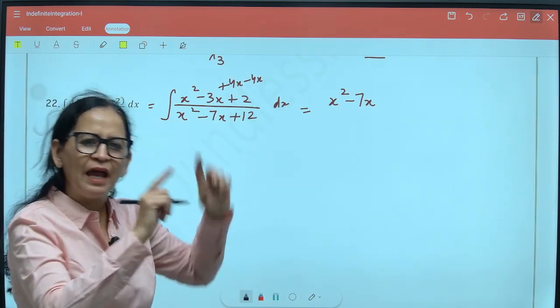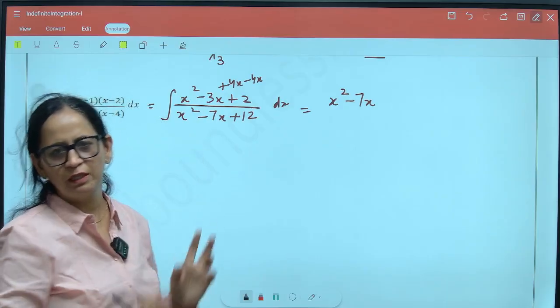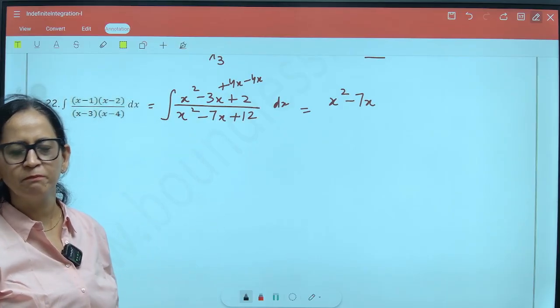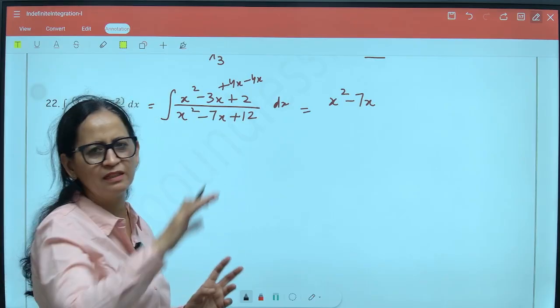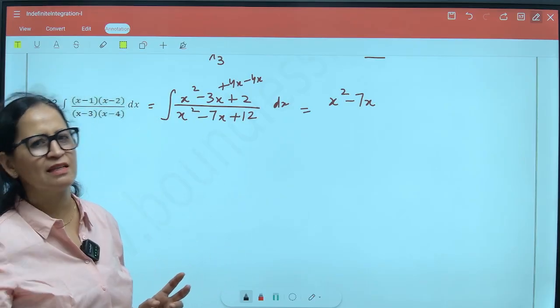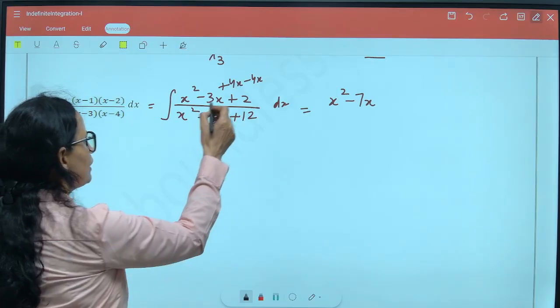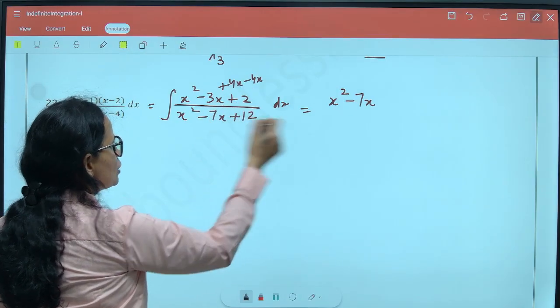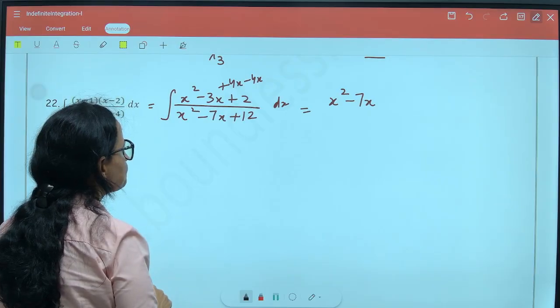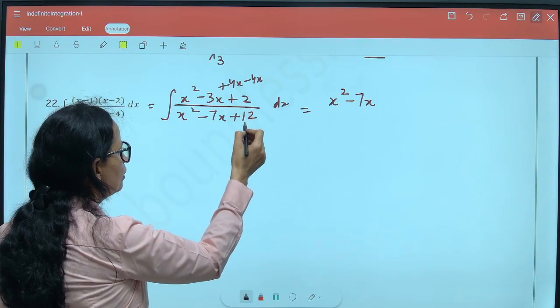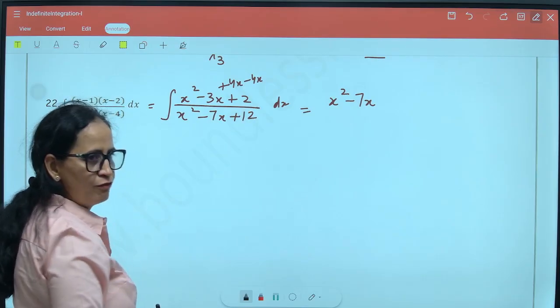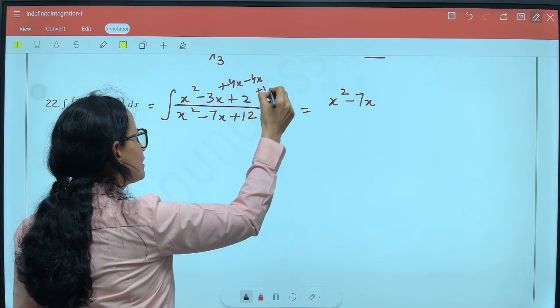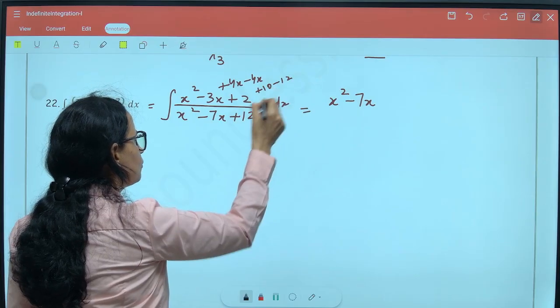Variables can be added and subtracted but not divided and multiplied. When we are doing balancing, be careful, you cannot do 1 by x and then x. But you can do minus x and plus x. So you can do here plus 4x and minus 4x so that you have minus 7x here. Again 2 needs to be changed to 12, so I can do plus 10 and minus 10 to make it equal to 12.